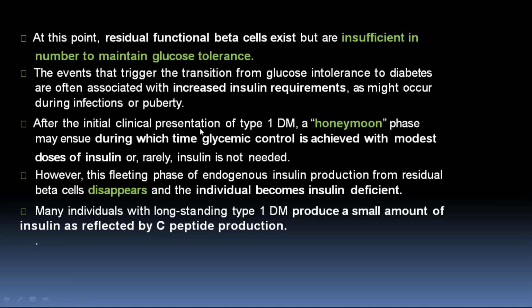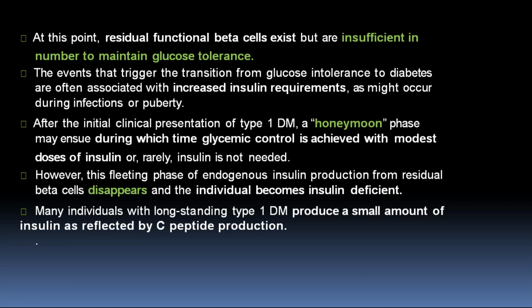After the initial clinical presentation of type 1 diabetes, a honeymoon phase follows, during which glycemic control is achieved with modest doses of insulin, or rarely insulin is required at that time. However, this fleeting phase of endogenous insulin production from residual beta cells disappears and the individual becomes completely insulin deficient. So in between, they land in full-fledged diabetes, then have a honeymoon period where they barely require any insulin, and then comes the third phase where they go back to square one, where the residual beta cells disappear and the individual becomes insulin deficient.